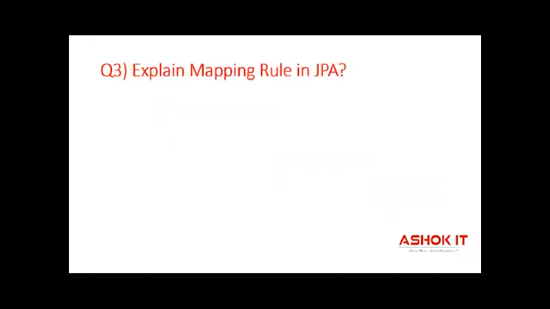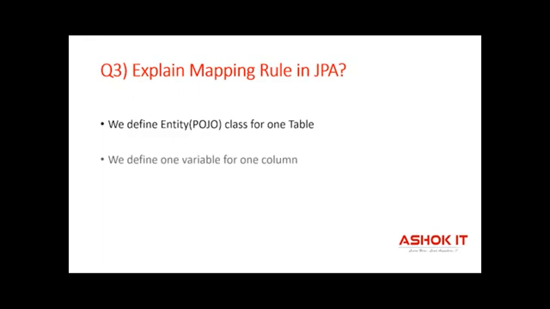Question number 3. What is the mapping concept in JPA? Explain the mapping rule in JPA. We have to follow the concept of mapping a class with a table. One Java class will be connected to one table. Such a class is called an entity, a class that is mapped with a database table here. Inside the class there will be variables. One variable should be connected to one column. For example, if we have 4 variables, we need to define 4 columns in the table. Then one object is converted into one row, and one row will be converted to one object by JPA.